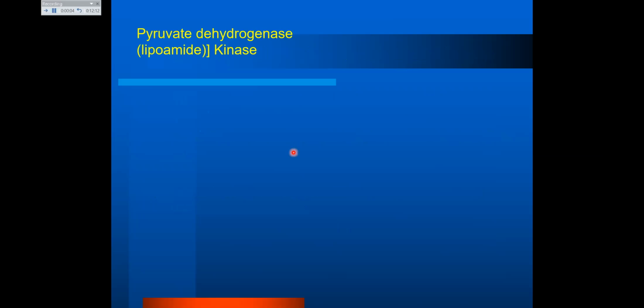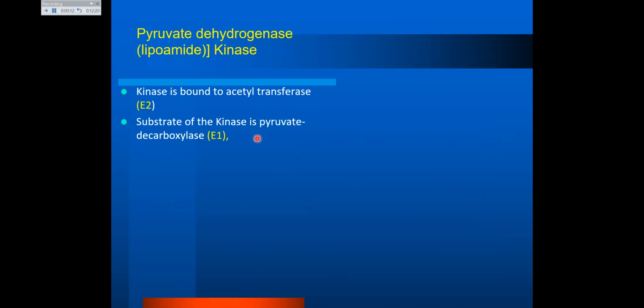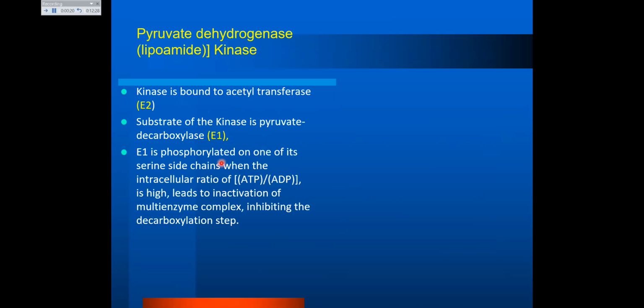Pyruvate dehydrogenase kinase is bound to the acetyltransferase E2. The substrate of the kinase is enzyme E1, that is pyruvate decarboxylase. When E1 is phosphorylated on one of its serine side chains, and this happens when the ratio of ATP to ADP is higher, it leads to the inactivation of PDC and inhibits the further decarboxylation step. A single kinase can phosphorylate around 20 to 30 E1 tetramers within the complex.